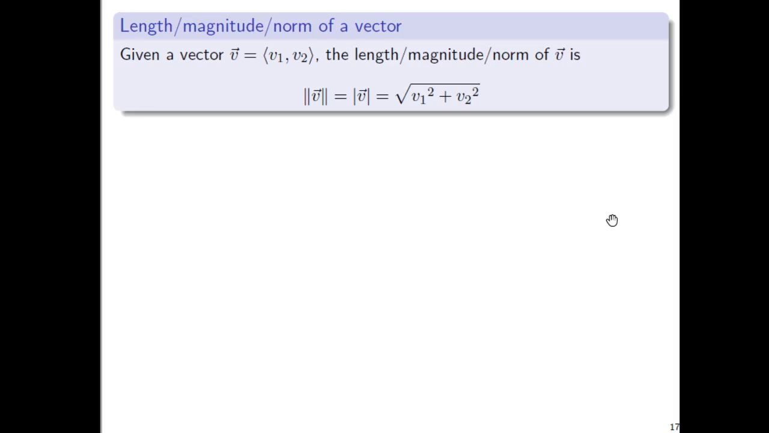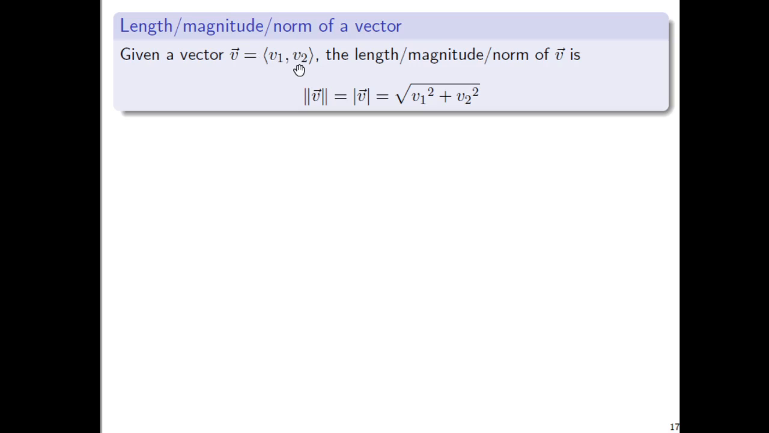So we said that a vector has a length or a magnitude, but how do you get it? Let's say you have a vector which is introduced to you in its component form. That is, the vector is told to you as left angle bracket, a number, comma, a second number, and then close angle bracket. We're assuming the 2D case right now.